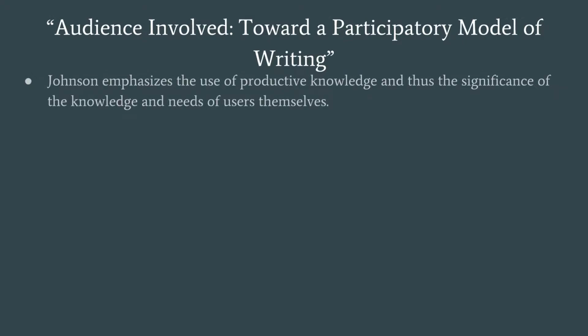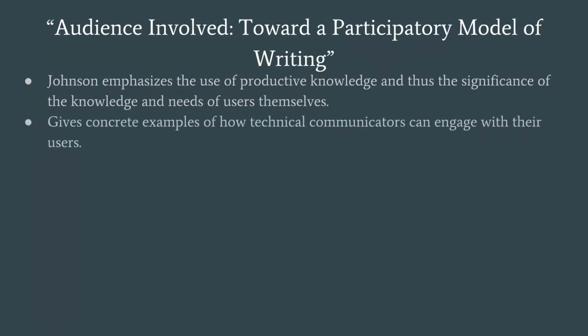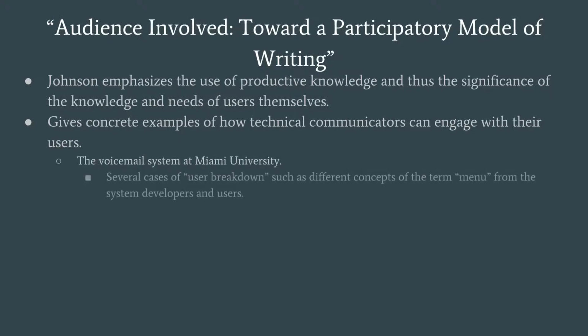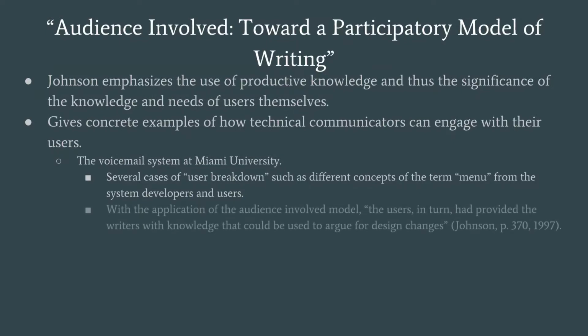Johnson emphasizes the use of productive knowledge and thus the significance of the knowledge and therefore the needs of the users themselves. He gives two excellent concrete examples of how technical communicators can engage with their users. The first one is the voicemail system at Miami University. Several cases of user breakdown, such as different concepts of the term menu from the system developers and users.